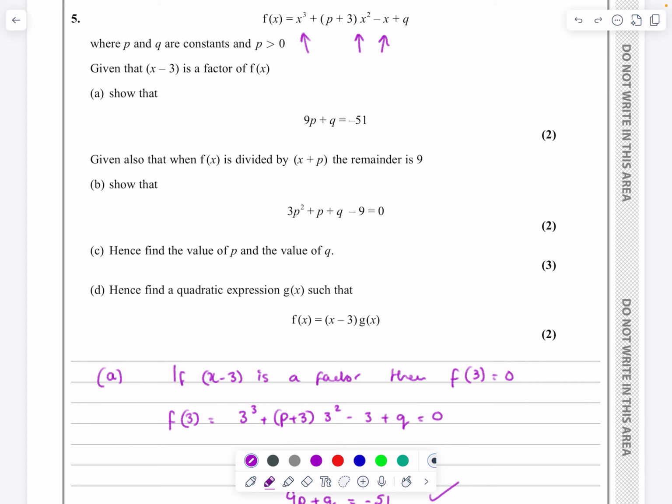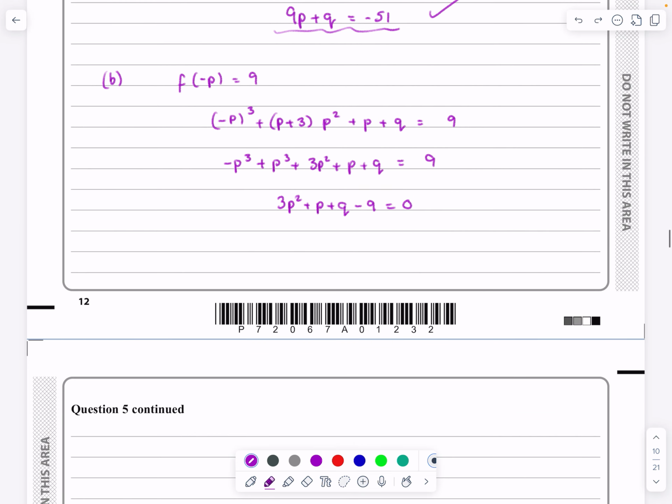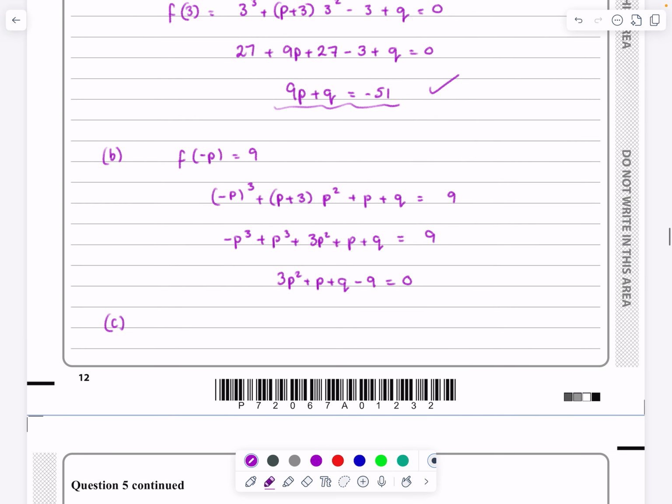Part C then says, hence, can we find the values of p and q? So absolutely we can, we just need to solve those two. So for part C, let's have a look and see what we can do here. Yeah, so if 9p plus q equals minus 51, then q is going to be minus 51 minus 9p. So that's coming from there, and what I'm going to do with that is I'm going to now substitute that into q there.